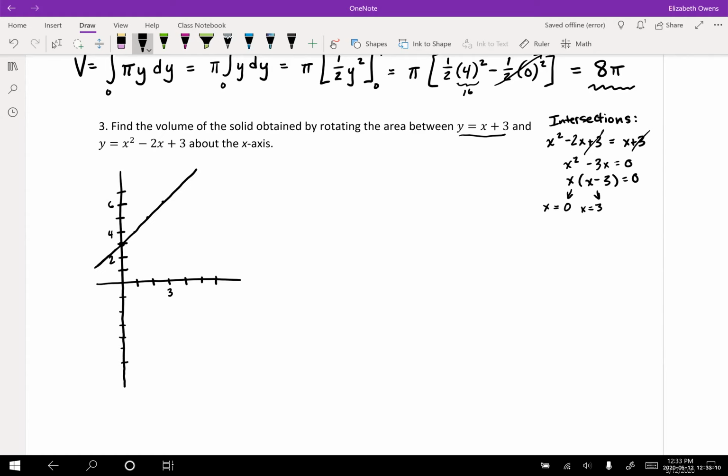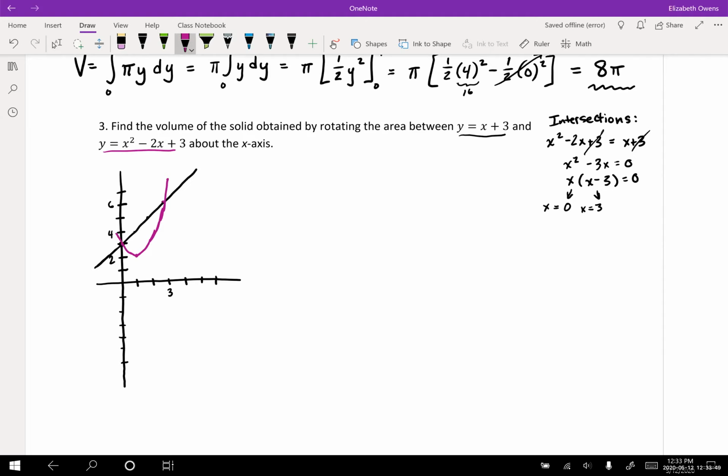There's our first curve. And then our second curve here is the parabola, y equals x squared minus 2x plus 3. That also has a y-intercept of 3, so they're going to intersect at that point right there. And then we have our vertex here, and that parabola ends up looking something like this. You only would have to plug in x values from 0 to 3 to get that portion of the parabola.